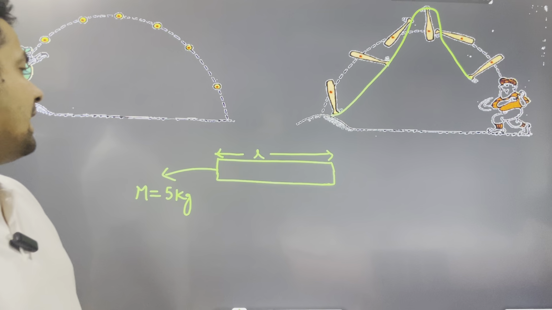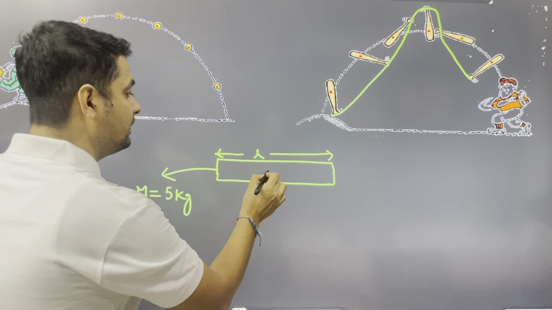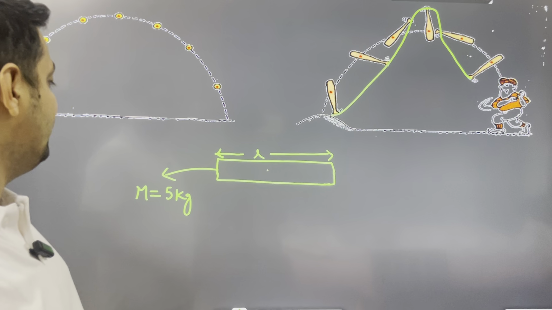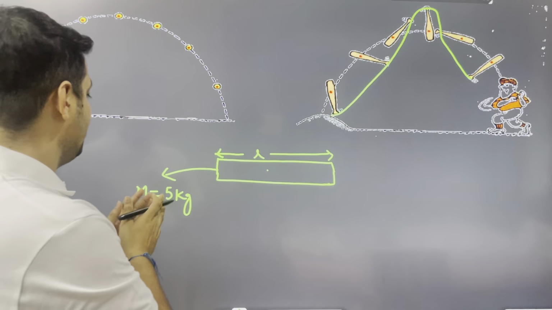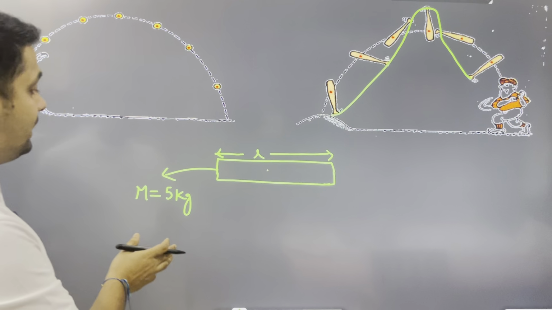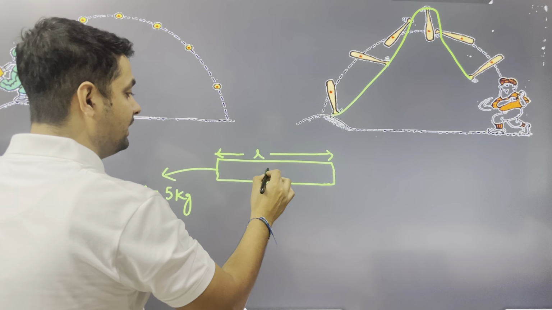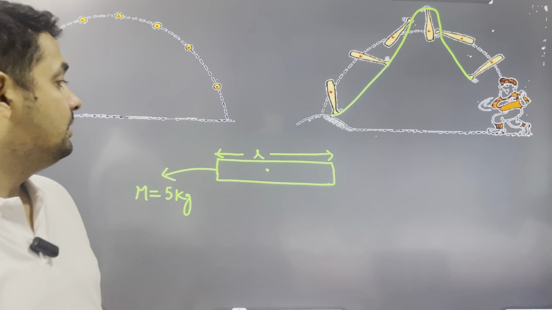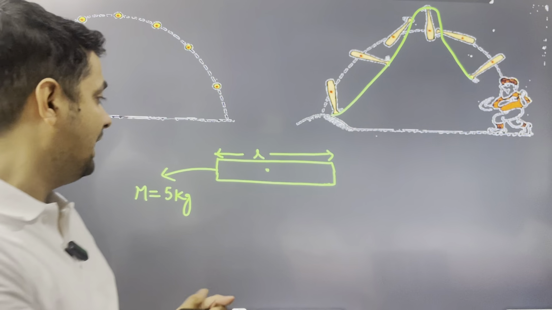Now, what I will do is take one point at the center of this uniform scale, and I will consider that the whole mass is concentrated at this point. It means this 5 kg is uniformly distributed on the scale, but what I will consider is that the whole mass of this scale, that is 5 kg, is concentrated at this point only. Now you will ask, how will it be helpful if I concentrate it here? We'll see here that it will be helpful.